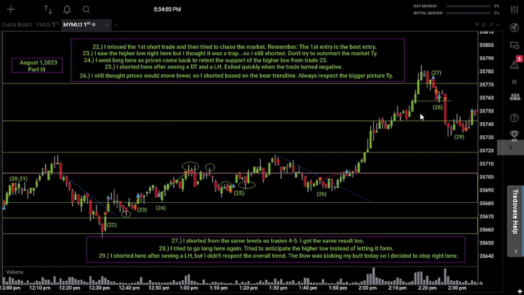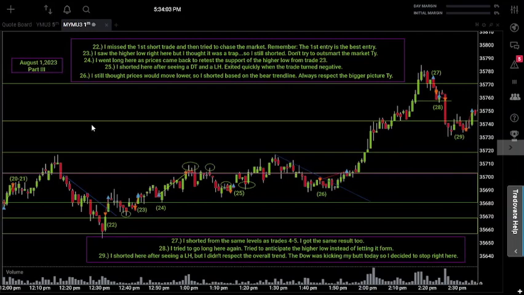But just because the setup works a lot for you, you can't just get complacent and think that you can use it all willy-nilly whenever you feel like it and you're going to be right all the time. You might be right most of the time, but you got to make sure that you apply your strategy in the right situations and the right scenarios. So on August 1st, we had that happen to us.